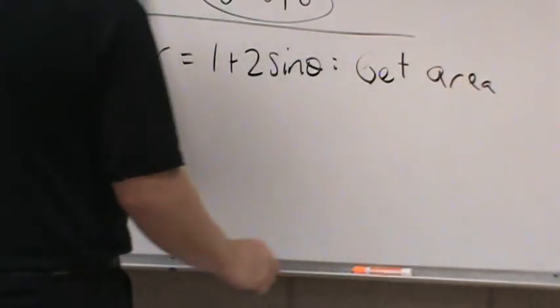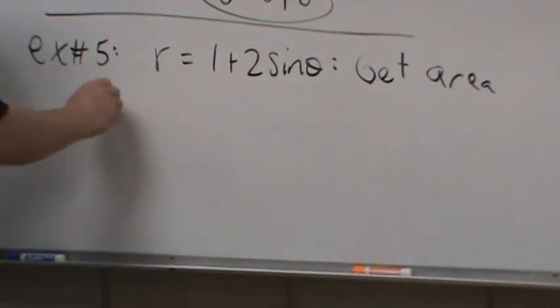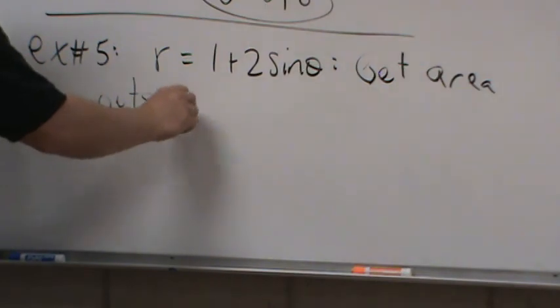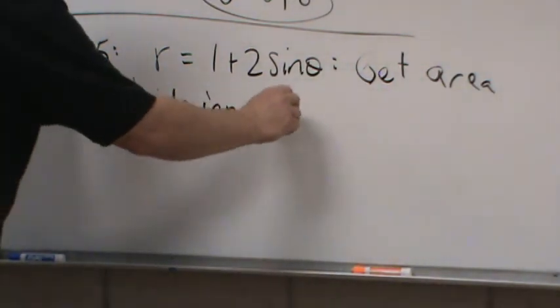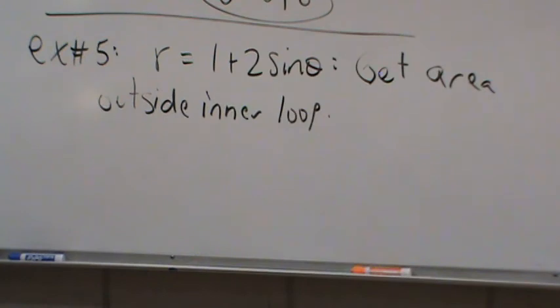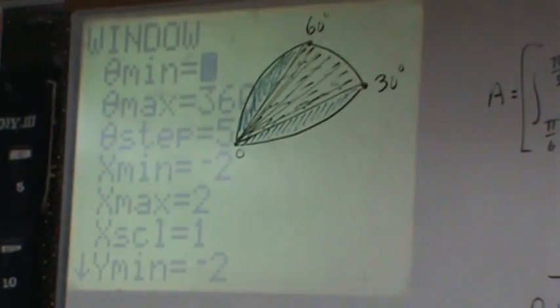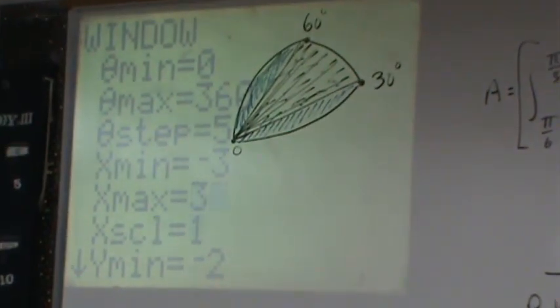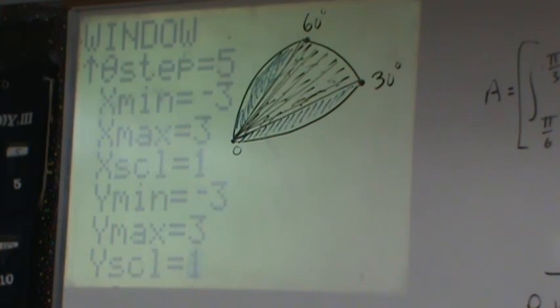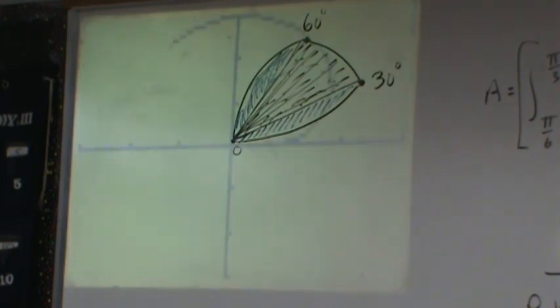Get the area outside the inner loop. Let me show you what I'm talking about. And hopefully the bell doesn't ring, but if it does, then we'll talk about it tomorrow. 1 plus 2 sine theta. I'm going to have to go from -3 to +3. Here comes the graph.